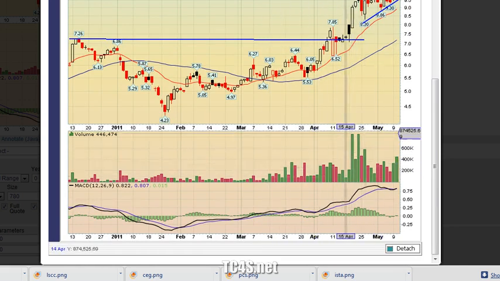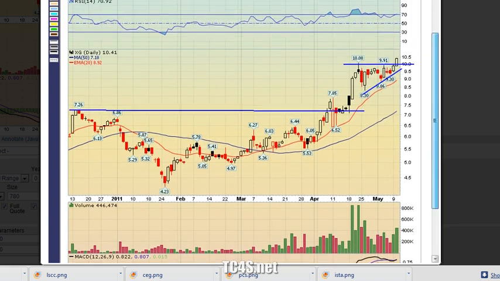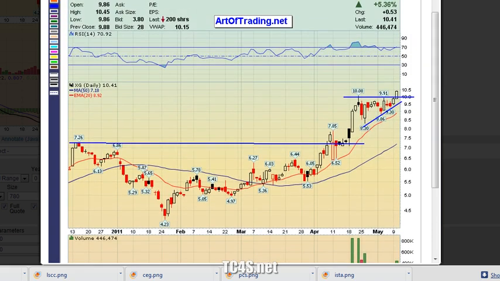I love stocks that go up on very high volume and then consolidate near highs while volume is still very high. That shows you that there's still enough buying interest and enough buying power left in the stock to push it higher as well. So this was a stock I was very interested in on a break above 10.